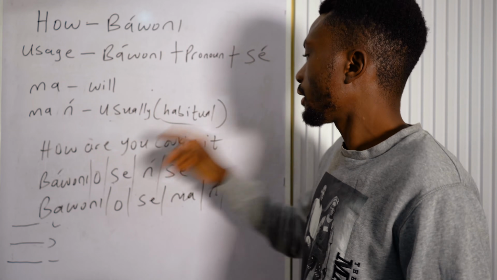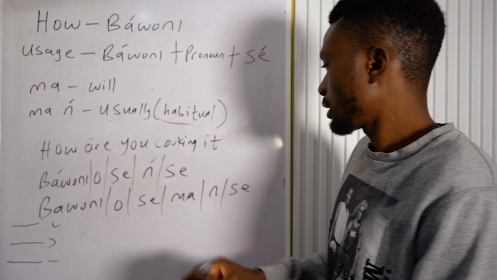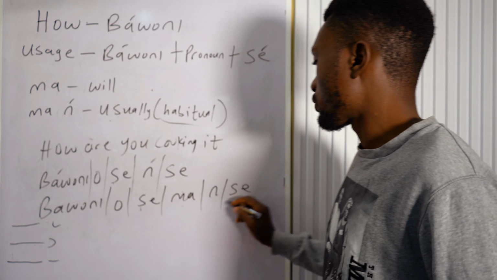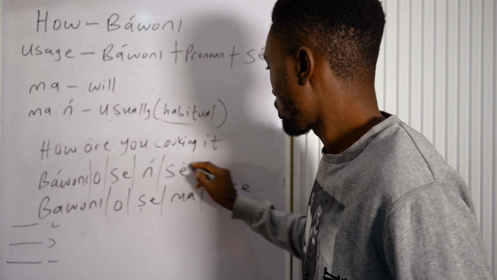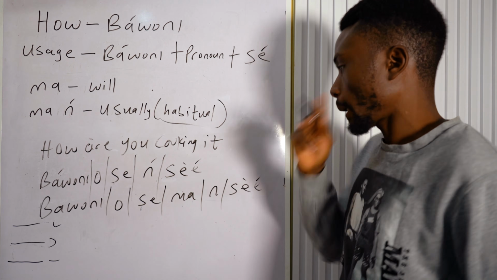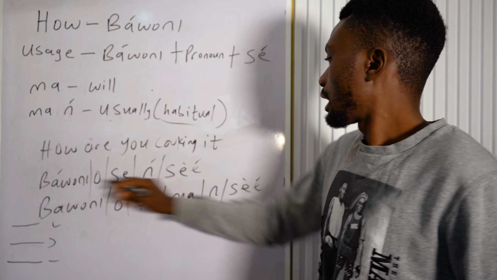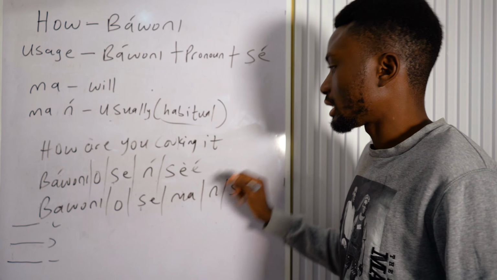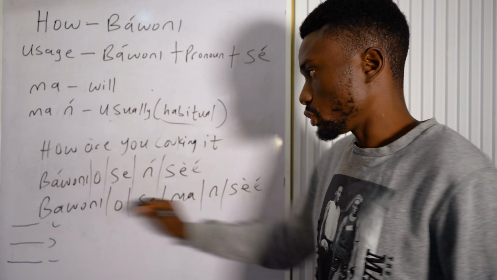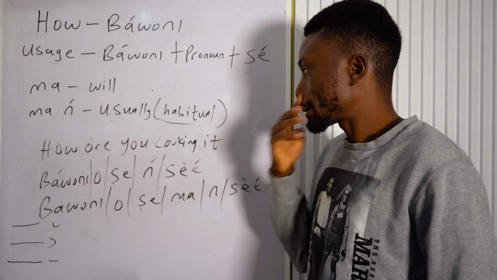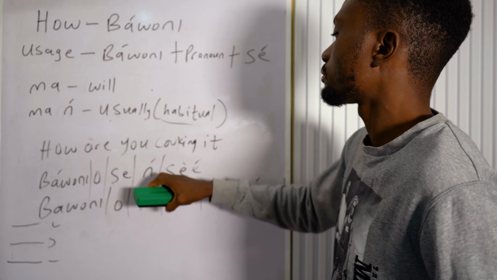So if you want to say how do you usually cook it, it will be báwo ni o ṣe máa ń ṣe. Báwo ni o ṣe ń ṣe is how are you cooking it. Báwo ni o ṣe máa ń ṣe is how do you usually cook it, or how do you cook it. So if you're asking about something going on currently, you just put báwo ni o ṣe plus whatever it is.